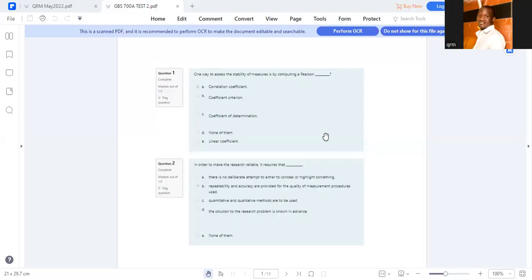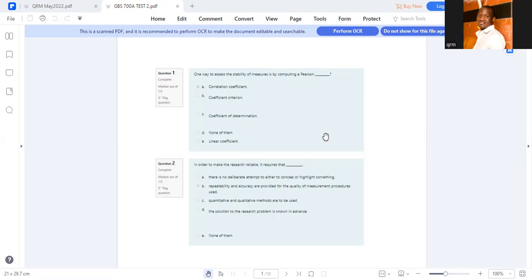Question number one: one way to assess stability of measures is by computing Pearson's what? Correlation coefficient, coefficient criterion, coefficient of determination, none of them. In order to make research reliable, it requires that there is a deliberate attempt to either conceal or highlight something repeatedly and accurately. Accuracy is provided for quality measurement procedures. Quantitative and qualitative methods are to be used. The solution, the research problem is known in advance.